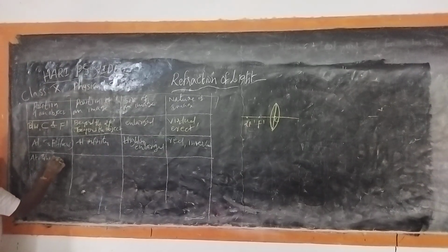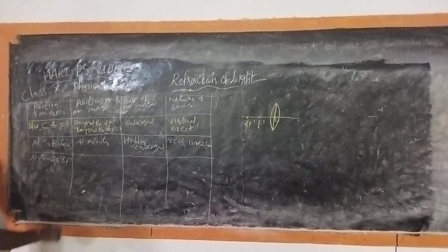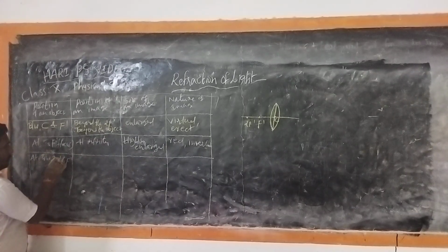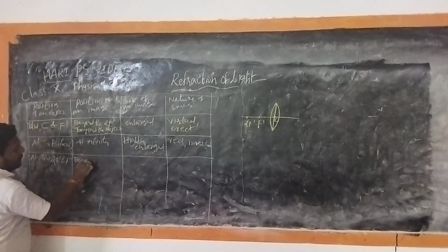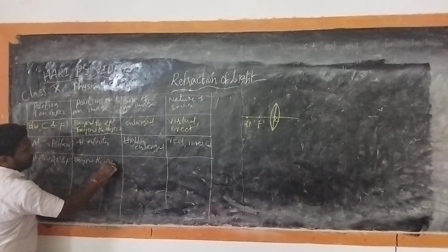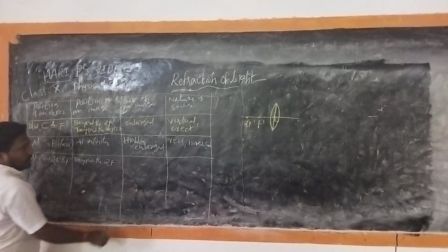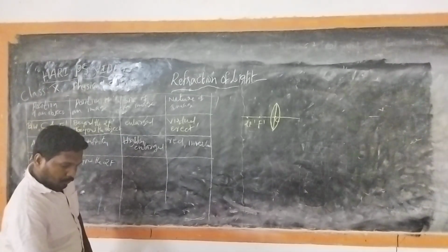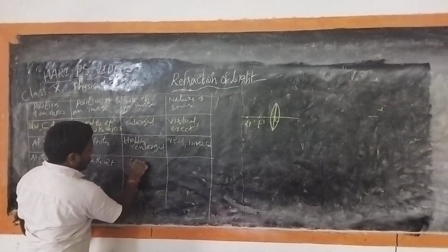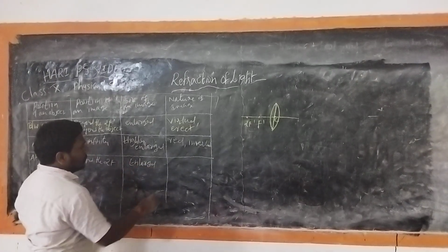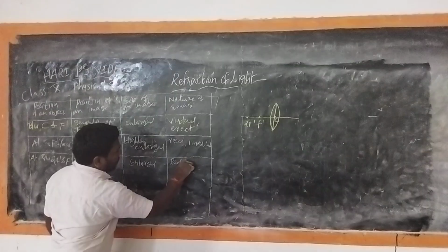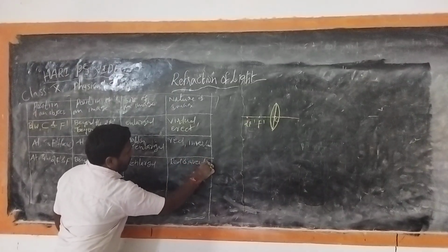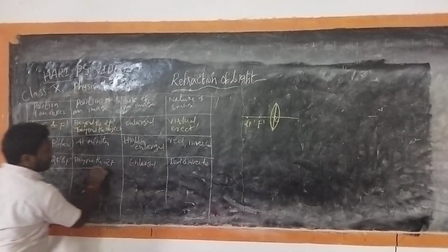Then the object is between 2F dash and F dash, between the focus and 2F. Where is the image formed? Behind 2F. Behind 2F, an enlarged image. Real and inverted.